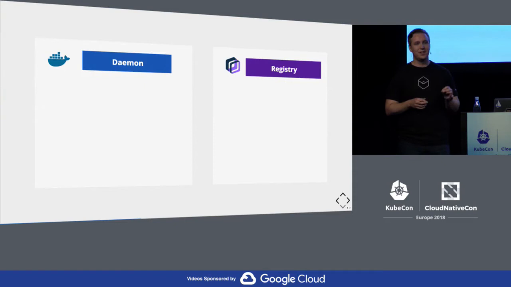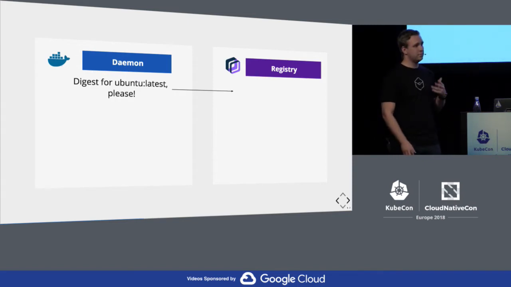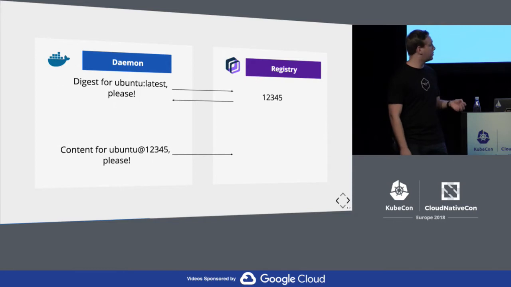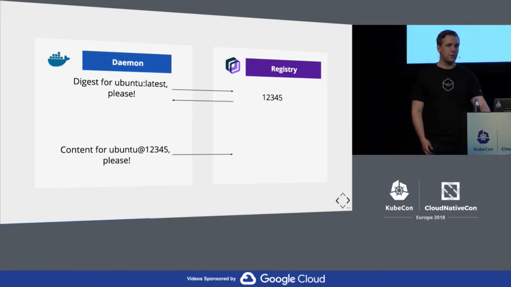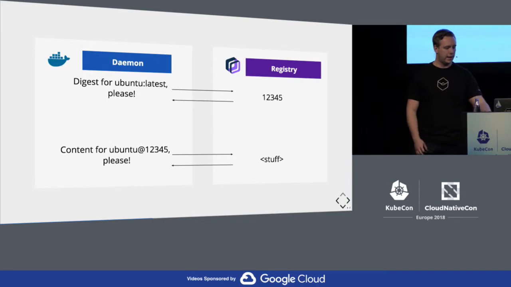Normally when you pull an image, Docker queries the registry for the digest associated with the content of that image. In this case, I'm using simplified language, but the daemon asks the registry for the digest for Ubuntu latest. The registry gives you that, and then it sends a subsequent request to the registry to pull the content for that repository at that digest. At that point, the daemon knows that it's expecting the content to have a certain hash, and so it can verify that when it pulls the image that that is complete.